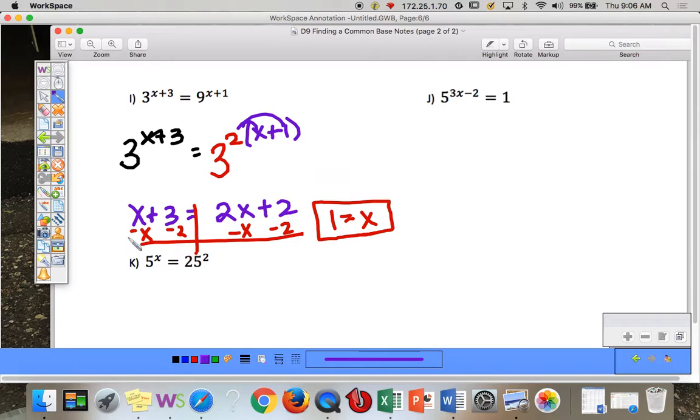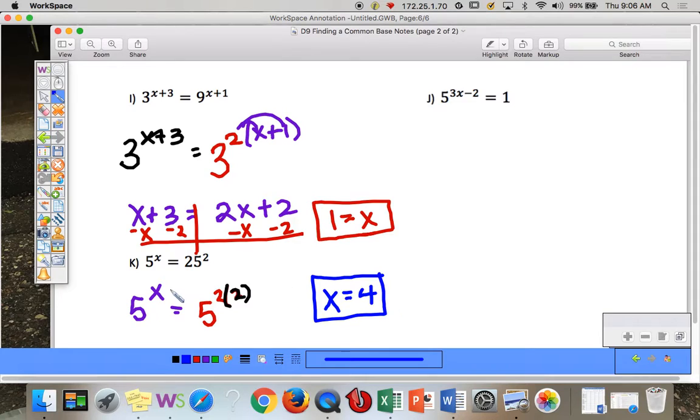Let's take a look at k, and then we're going to look at j. So for k, we have 5 to the x equals 25. Actually, we have to rewrite that, don't we? So that is 5 squared. But don't forget we have this extra 2 here. So let's use a different color. So we have x equals 4 for our answer if we look at the exponents.